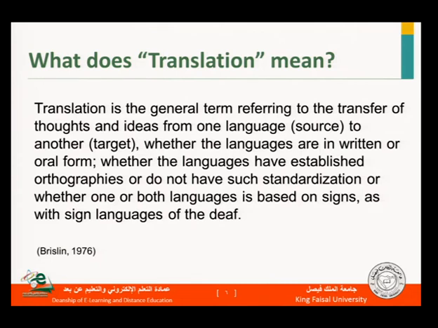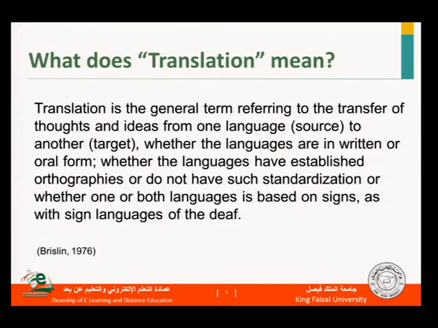Now, some people offer other definitions which are longer but more accurate, أكثر دقة. But you will find that this definition is the same in the general idea as the first one, which was just two lines. Translation is the general term referring to the transfer, نقل, of thoughts and ideas, أفكار والفكر بشكل عام. Thoughts and ideas may be like meaning: transfer meaning from one language, which is the source language, to another language, which is the target language.